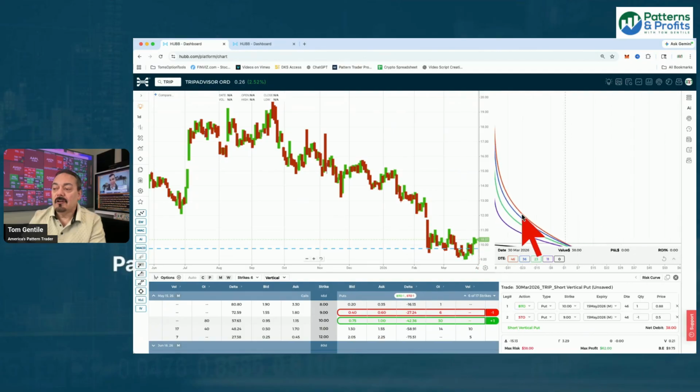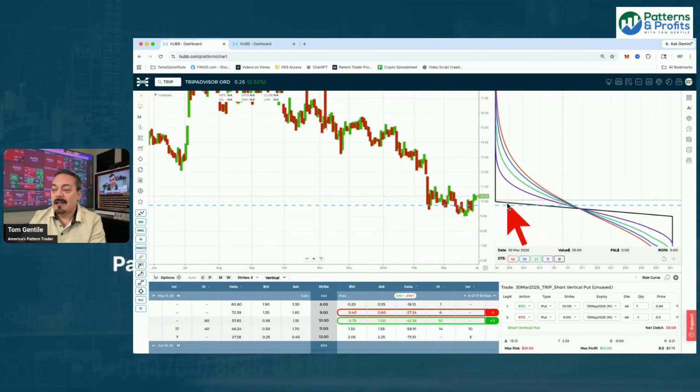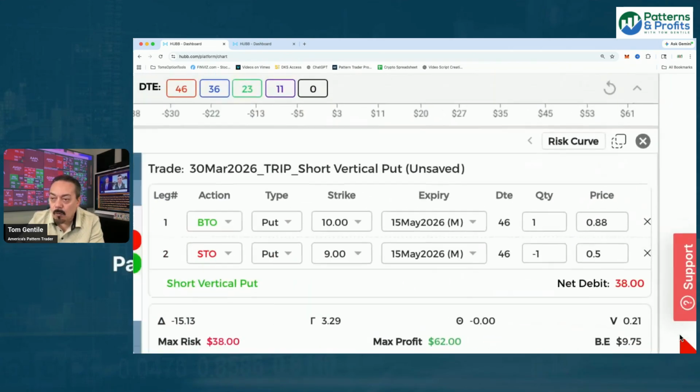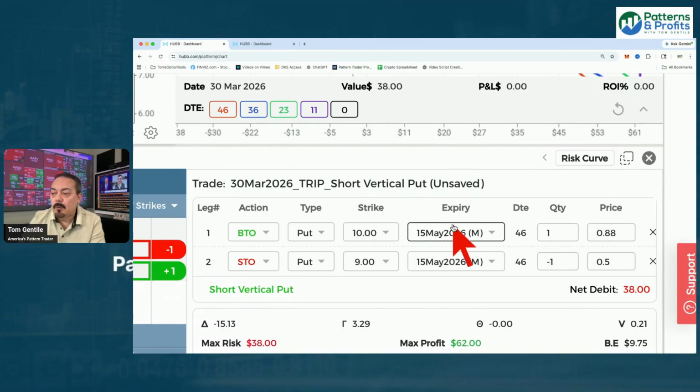First of all, it's going to change the look of the risk graph. Now the risk graph has limited upside risk and it has limited downside reward. Well, what actually happened here? What happened was I took my buy to open $10 put that was mid-priced at 88 cents. You could sell to open the $9 put, same expiration, different strike, lower strike, same number of contracts, long one, short one, but this one's mid-priced at 50 cents. So together, this takes an 88-cent trade and brings it down to 38 cents.